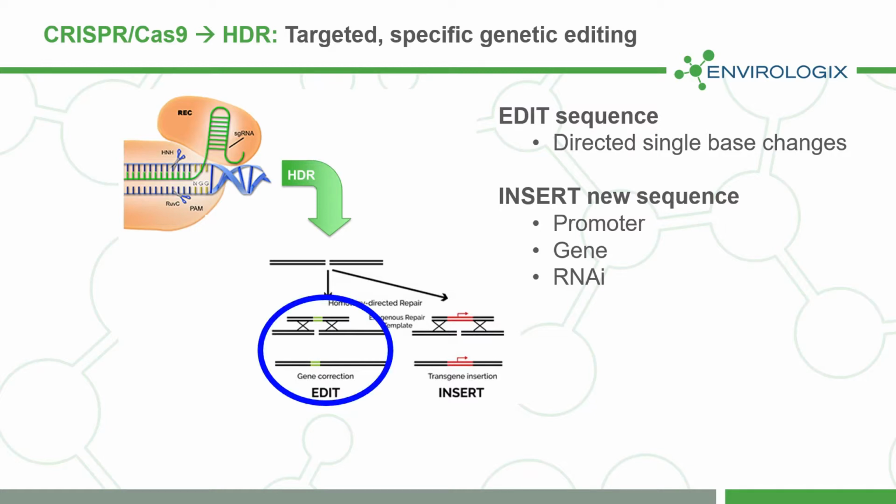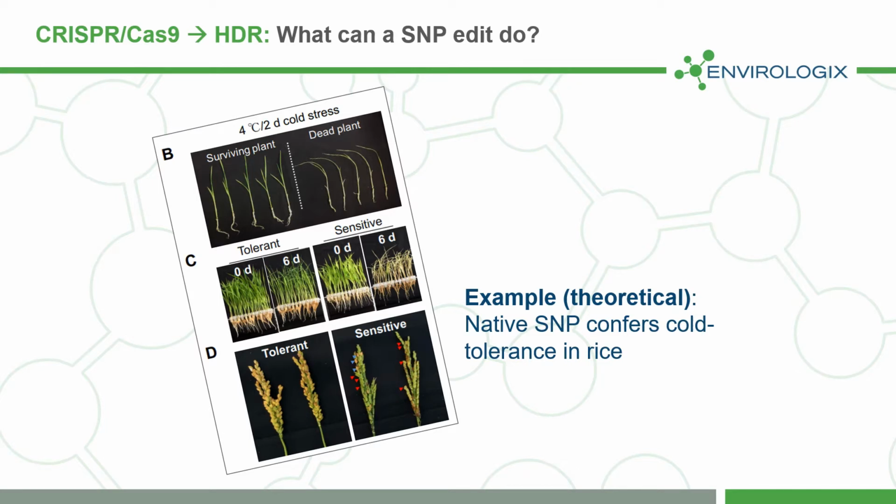If we start with editing, what can a SNP edit do? A SNP is a single nucleotide polymorphism, so a single base pair change. Here's an example, and this is highly theoretical because this is actually a paper that was talking about the SNP itself and was not about editing. These scientists sequenced rice and discovered that there's a native SNP, so a single base pair change, that confers cold tolerance in rice.